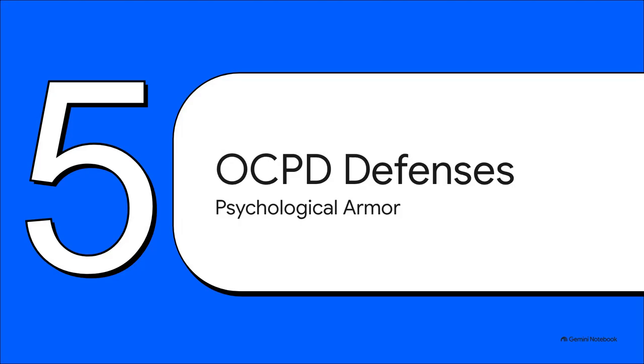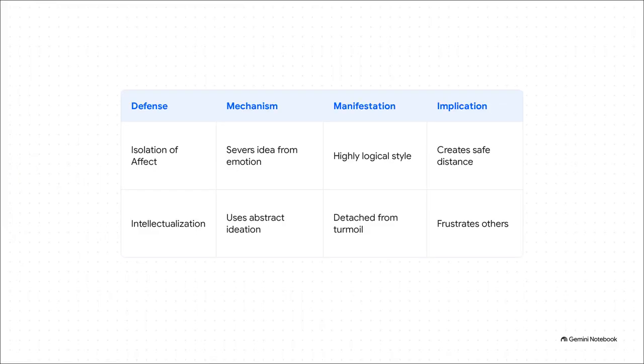Section 5. Defense Mechanisms of OCPD. To actually maintain this heavy psychological armor day in and day out, the OCPD ego relies on a very specific suite of neurotic defenses. We must apply our 6-step deconstruction here to isolation of affect and intellectualization. Their definition is the complete stripping of emotion from thought, retreating entirely into abstraction. The developmental origin of these defenses is usually found in early environments where emotional expression was punished or just chaotic, teaching the child that feelings are inherently dangerous.